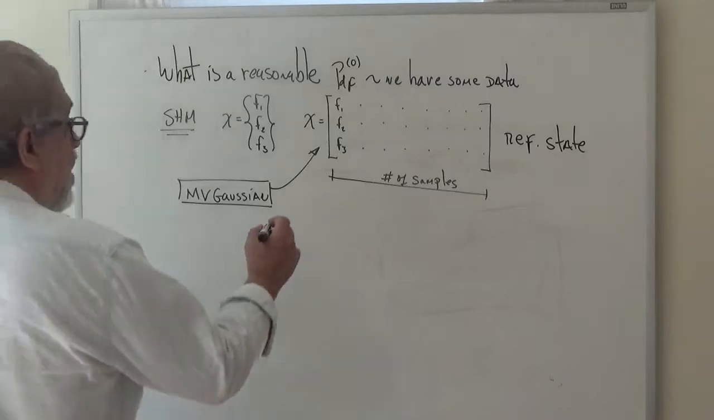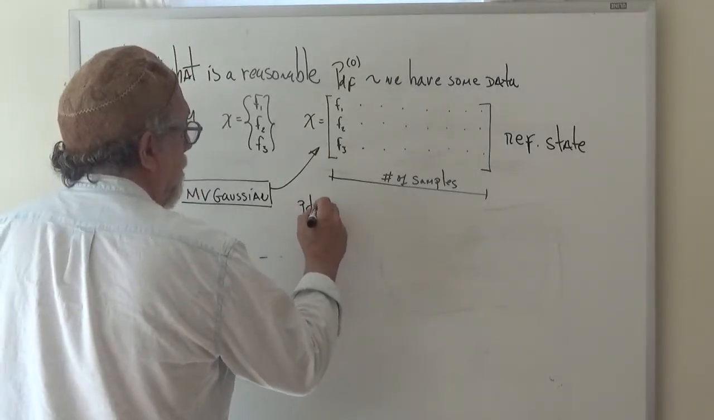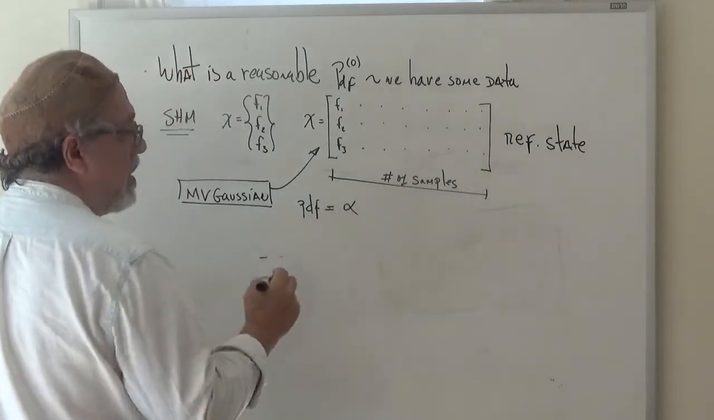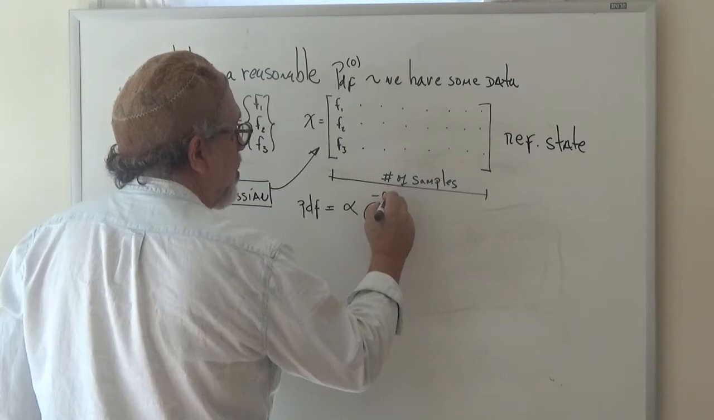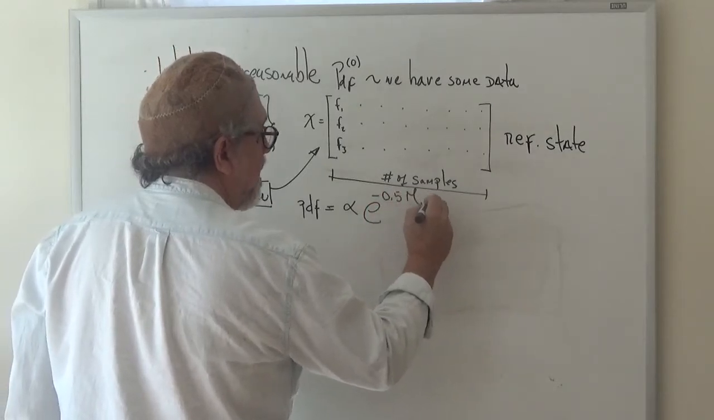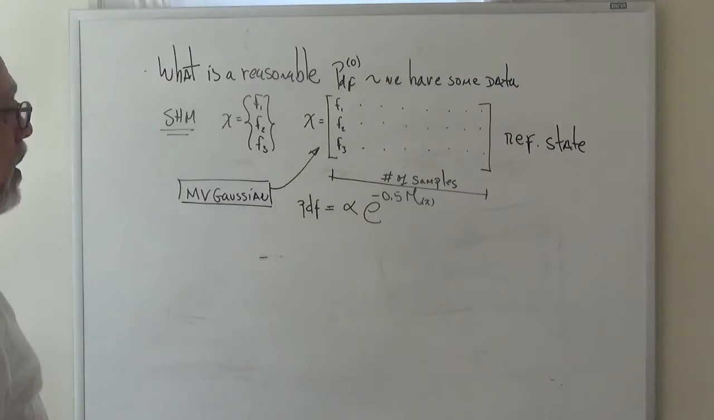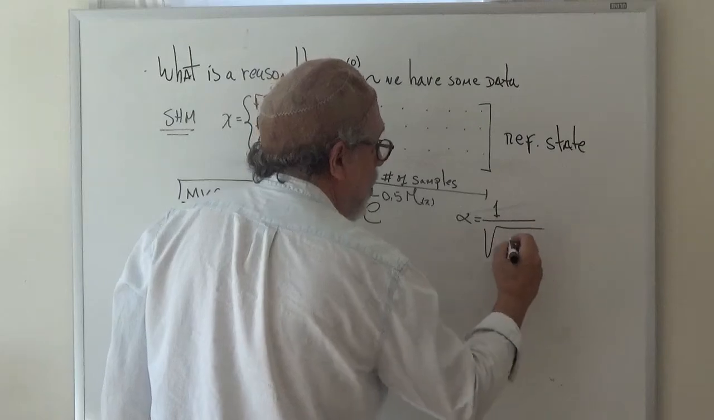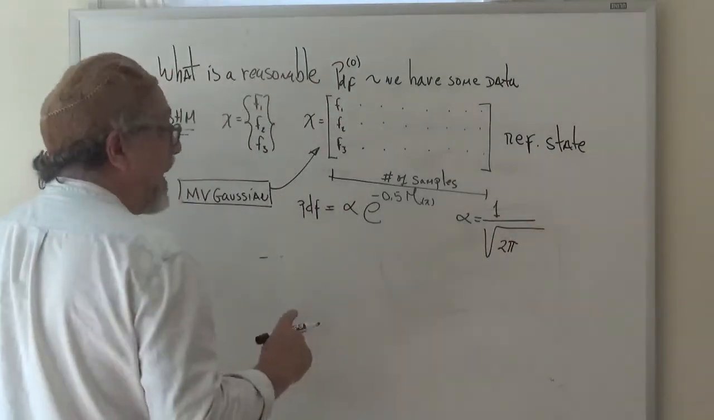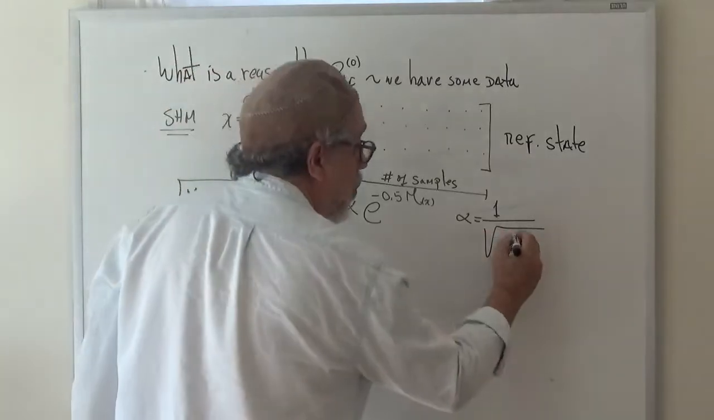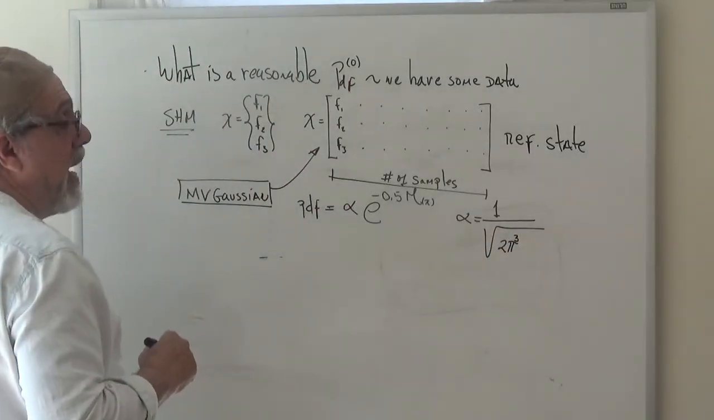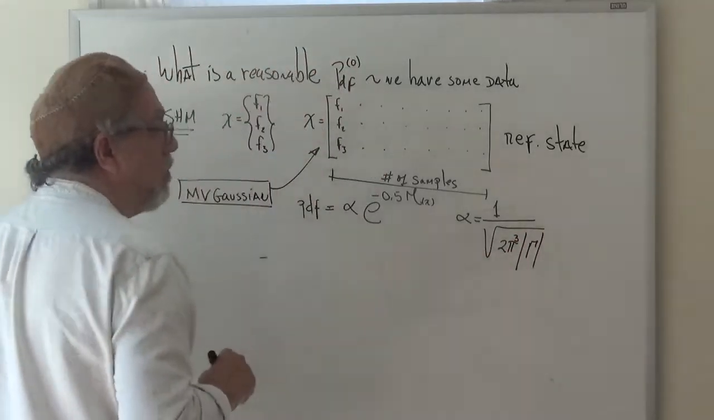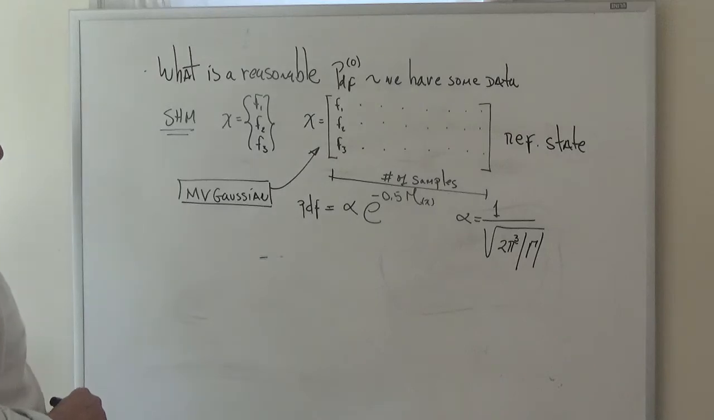Then we know that what we're saying is that the PDF of our data, right, is describable as a constant times e to the minus 0.5 times the Mahalanobis distance, which depends on the vector x, where the constant alpha is equal to 1 divided by the square root of 2 pi raised to the k, right? In our case, k was 3, multiplied times what? Times the determinant of our covariance matrix. So we have to find the covariance, right?